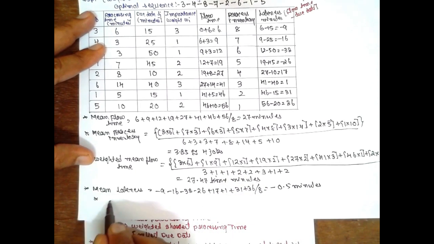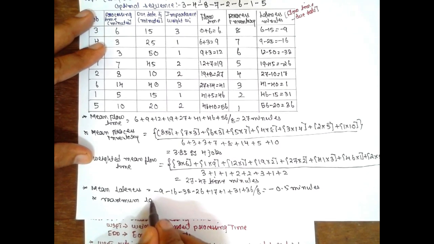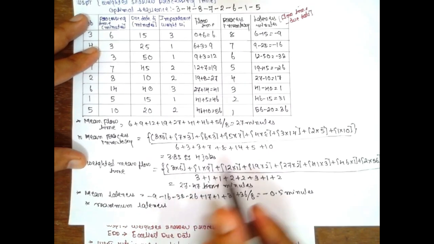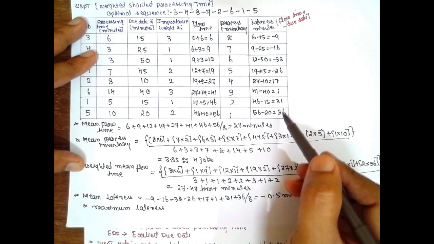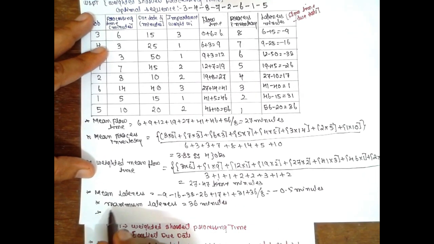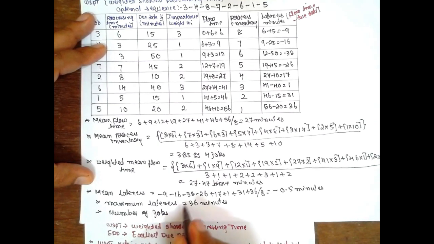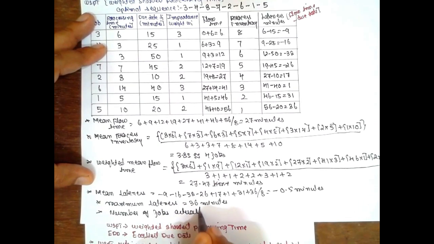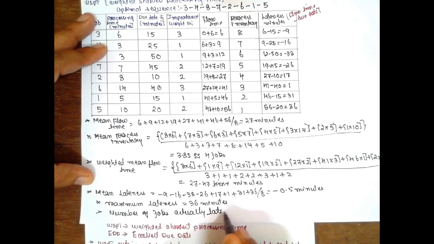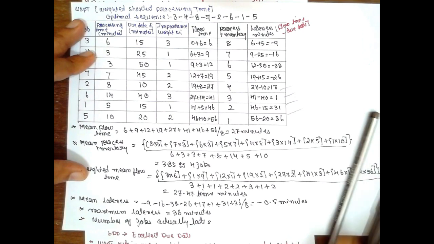The maximum lateness. You have to select the positive value. The maximum lateness is 36 minutes. Number of jobs actually late. Select the positive values: 1, 2, 3, 4. 4 jobs.